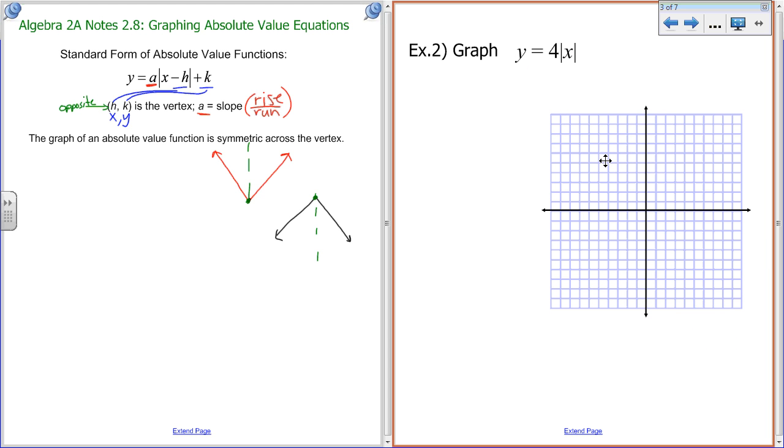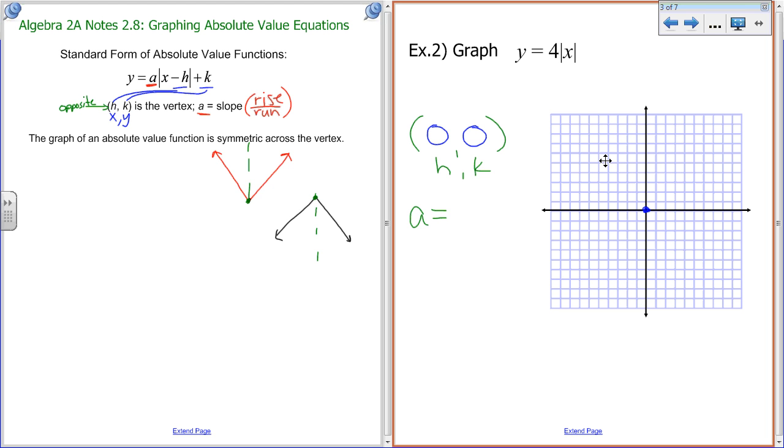Example 2. We need to graph the function y equals 4 times the absolute value of x. I need my vertex. I need h and k. I need to find my a value. So if we look at that, it looks very similar to the last one we graphed, except for the fact that we have 4 times that absolute value. So hopefully most of you have already filled this in. Our vertex is 0, 0. I'm not subtracting anything from x inside the absolute value. There's no change to x, and I'm not adding anything.